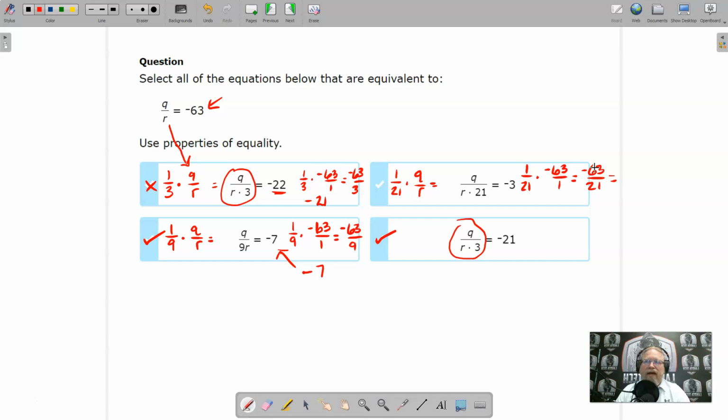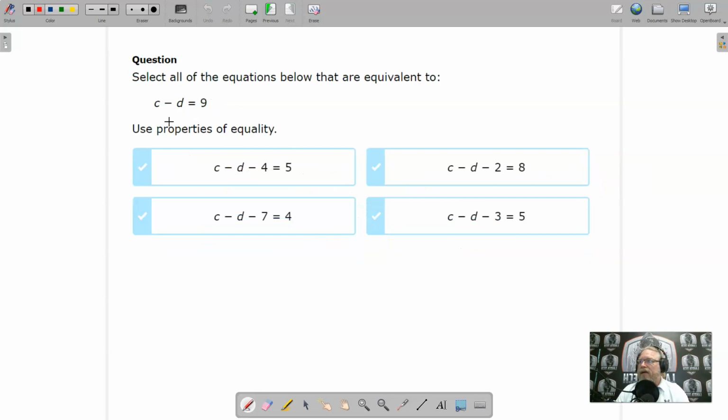Now let's go ahead and simplify this. Negative divided by a positive is negative. 63 divided by 21 is 3. Negative 3, negative 3, that checks out. So these two, that's also an equivalent equation to the initial equation that we had. Last example here, I have c minus d equals 9.